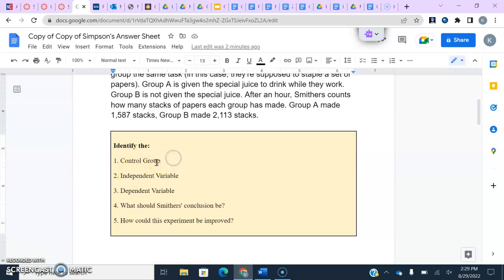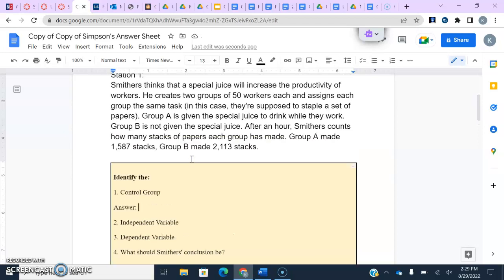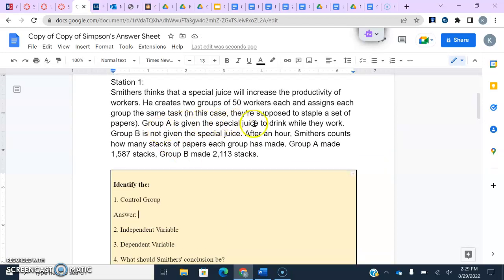So the first thing it wants us to do is identify the control group. So remember, our control group is going to be the group that doesn't get any kind of special variable. Okay, so it would be the group under normal conditions. So we have Group A, which is given the special juice, and then Group B, which is not given the special juice. Now in this experiment, Smithers wants to test to see if the special juice increases productivity. So because the special juice is what he's testing, our control group would be the group without the juice. Okay, so no special juice.